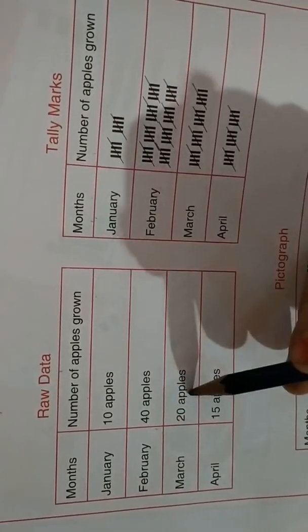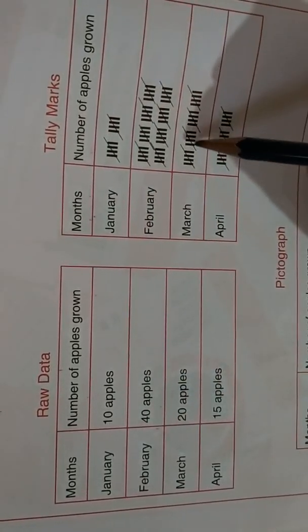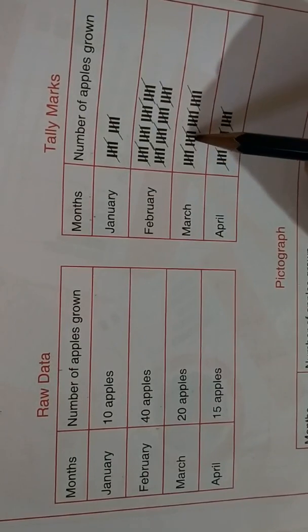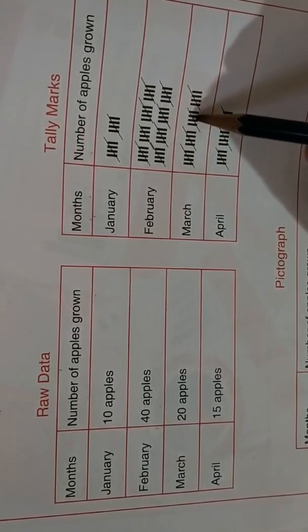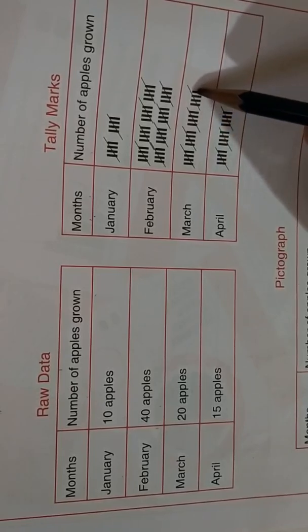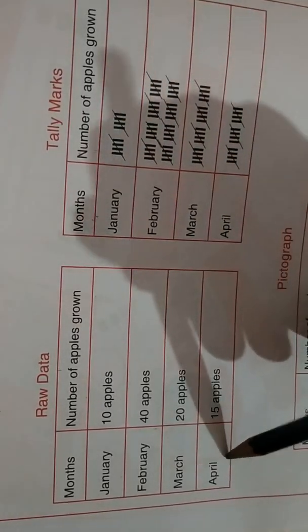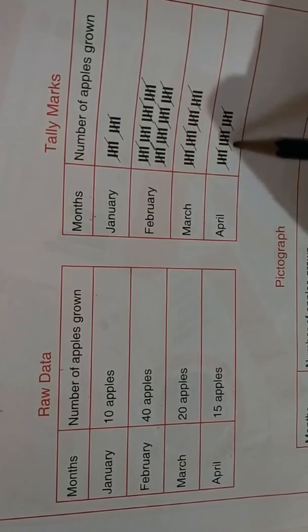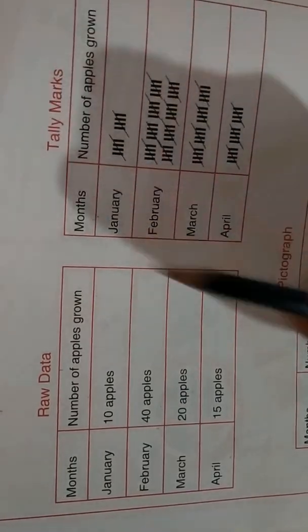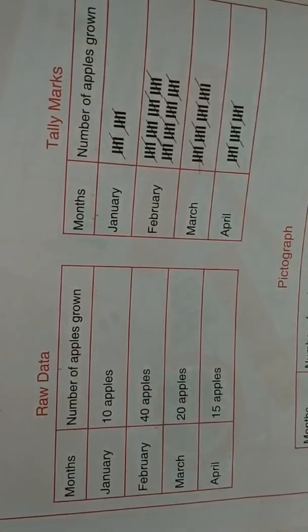March, 20 apples. So we have to draw 4 standing lines, cross it out. Again 4 standing lines, cross it out. Again 4 standing lines, cross it out. Again 4 standing lines, cross it out. And April, 15 apples. So 1, 2 and 3 times we have to draw 4 standing lines and then cross it out. So April has 15 apples. So like this, students, we have to show these things as tally marks. Now students, I'll give you 1 minute, so you have to write this in your rough book.